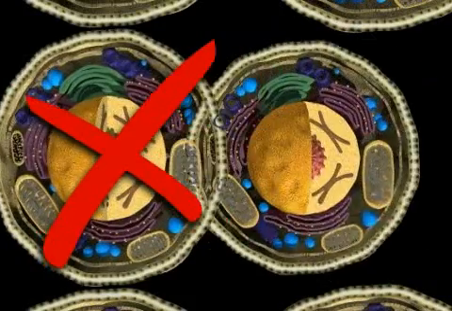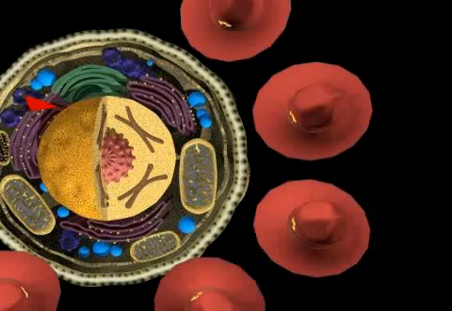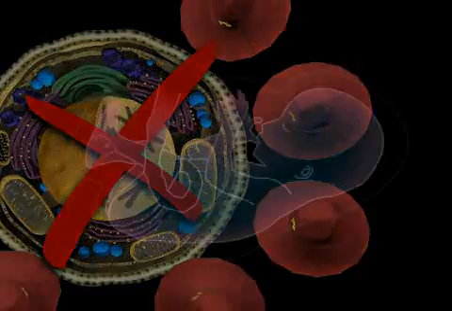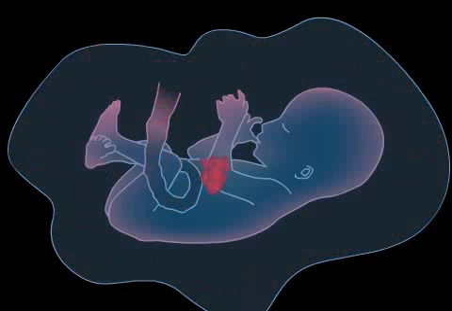Nevertheless, its defective function is immediately detected by special guard cells in the immune system, and the cell is simply eliminated or destroyed. Since we have so many heart cells, let's take a look at another one.